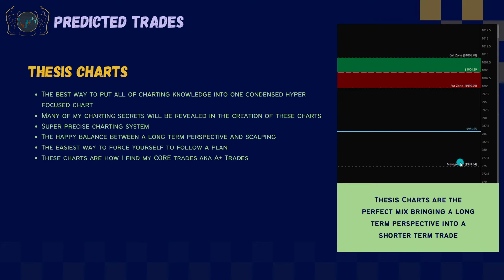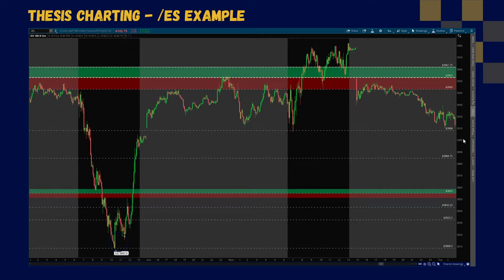You have managed levels, and you have, not pictured in here, a take profit target. So you have your plan predefined, and it's my favorite way to force myself to follow a plan. And overall, these charts are how I find my core trades, aka my A plus trades. I'll give you an example here.